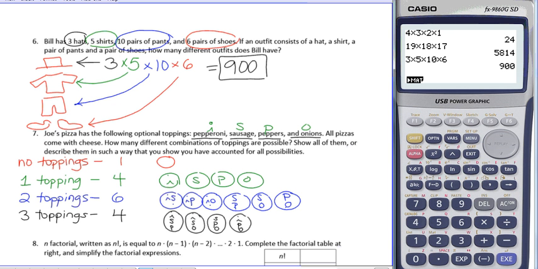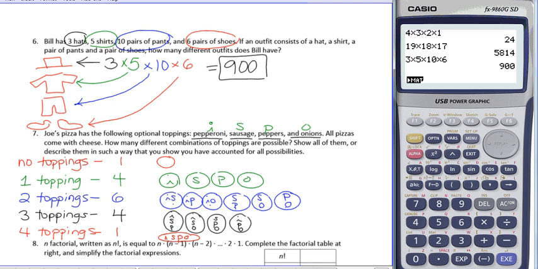Last option would be to make a 4-topping pizza. How many different 4-topping pizzas can I make? Well, if I'm going to put all 4 toppings on there, there's only one way I can do that again.